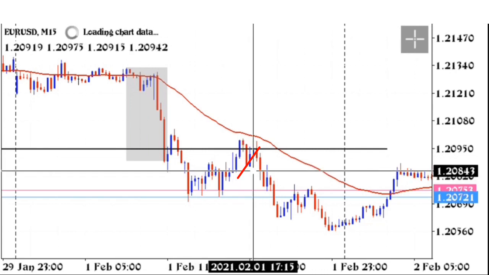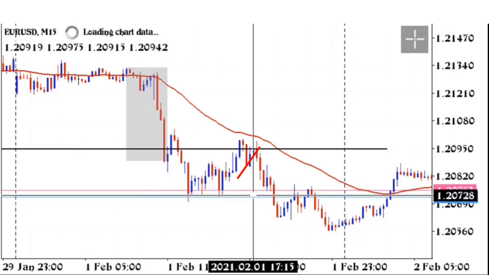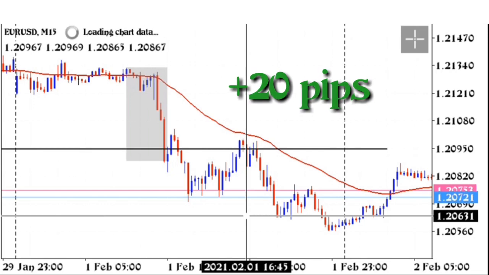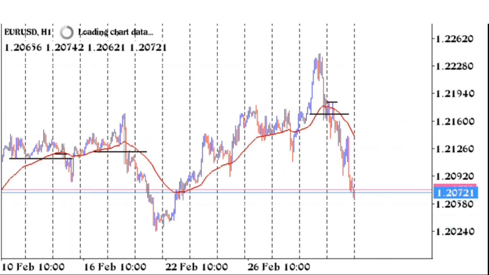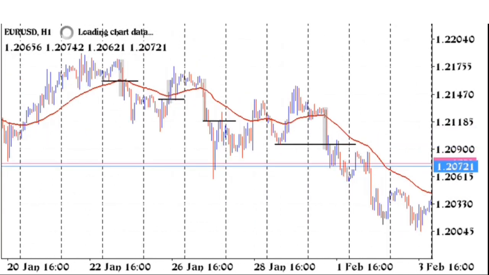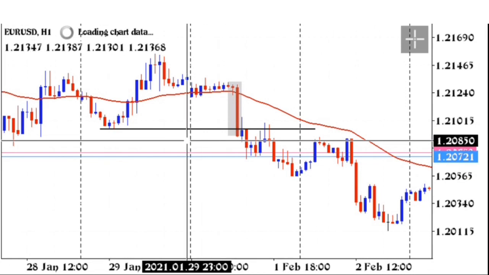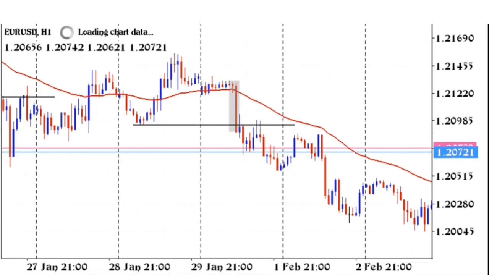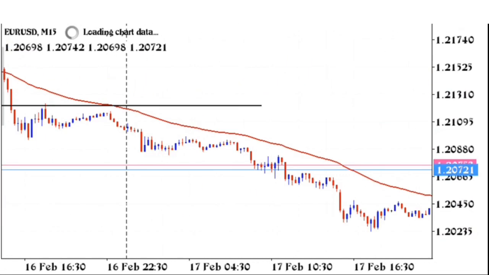Did I get my 20 pips? I entered at 20.84, 874, 64. Yes, I got my 20 pips and I'm out of that trade. Look for another setup. I have one here on the 1st of February. You can see the bearish candle closing below 50 moving average. Switch over to 15 minutes time frame.